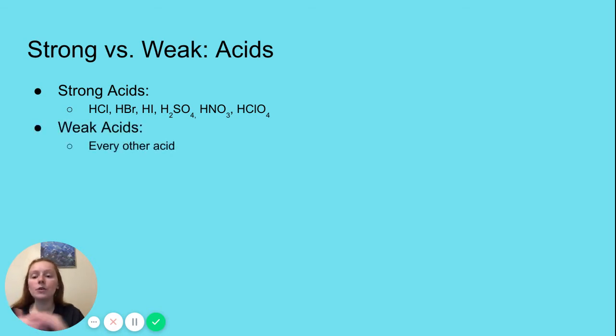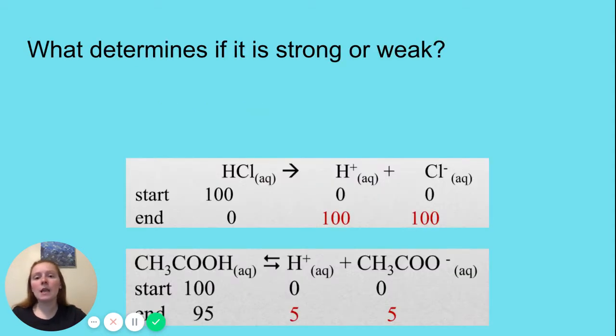Weak acids include every other acid. If it's not on that list of 6, it's not a strong acid as we define it in chemistry. That's everything from hydrofluoric acid, which many people think is the strongest acid, and it is pretty strong, but it's not one of the strong acids, all the way down to vinegar. Everything is a weak acid except for those 6.